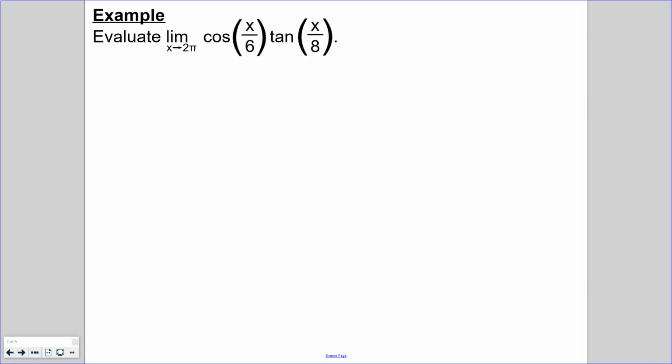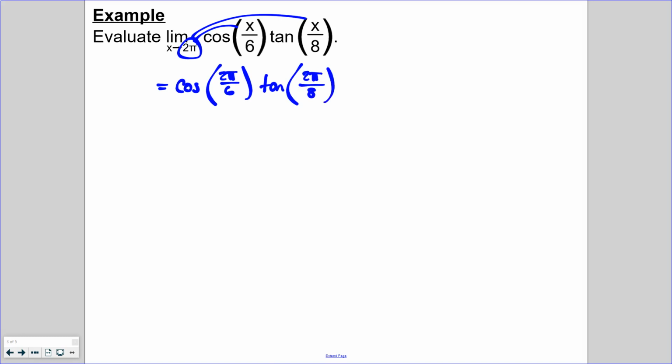Alright, next up, we want to evaluate the limit as x approaches 2 pi of cosine of x over 6 times tangent of x over 8. Now again, this is direct substitution, so we can substitute the 2 pi in for the x's. And since we are substituting the value in, we can drop the limit. So this is going to give us cosine of 2 pi over 6 times tangent of 2 pi over 8.